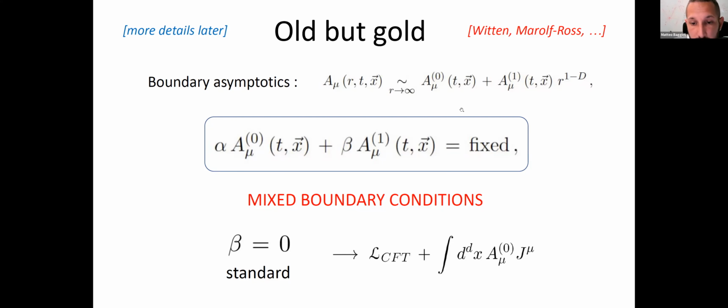And you can fix a generic combination. Now, if you set beta equals 0 in this language, you are fixing mu 0, and you are fixing, therefore, the value of the gauge field at the boundary. This is standard Dirichlet. On the contrary, if you fix alpha to 0, you do what is called Neumann boundary condition. So you are not fixing the value, but you're fixing the derivative of the field. But in general, you can do mixed boundary conditions. And the mixed boundary condition, in its most general form, takes this structure.